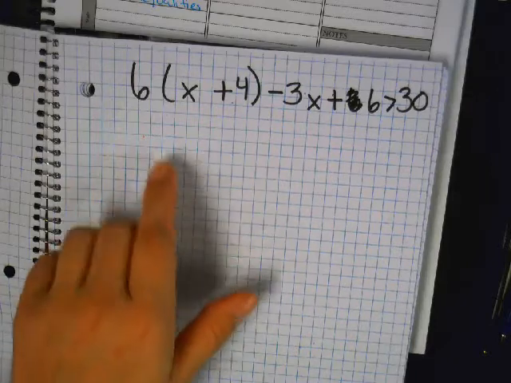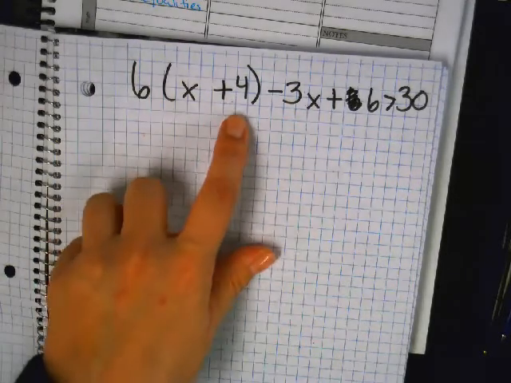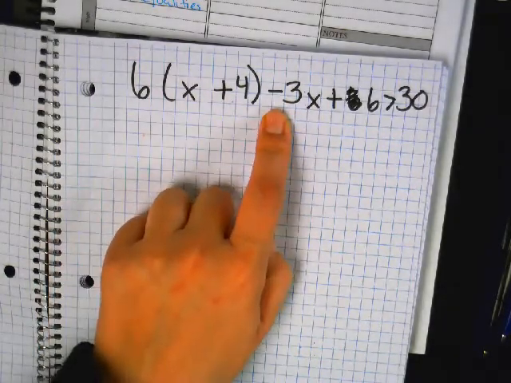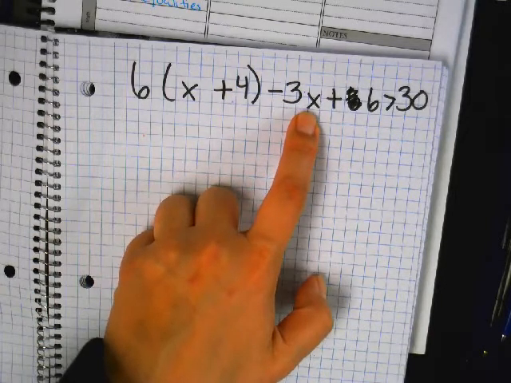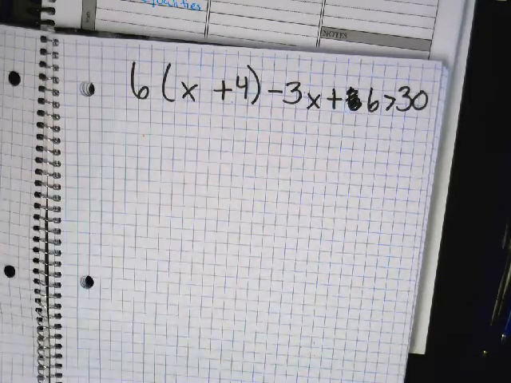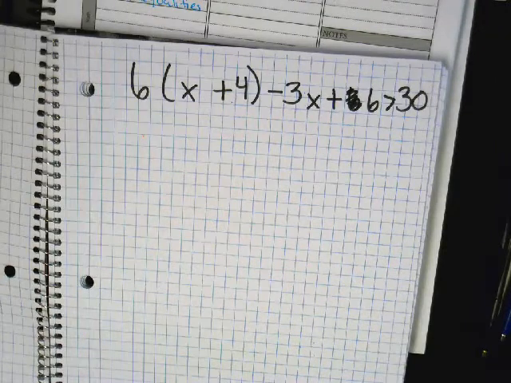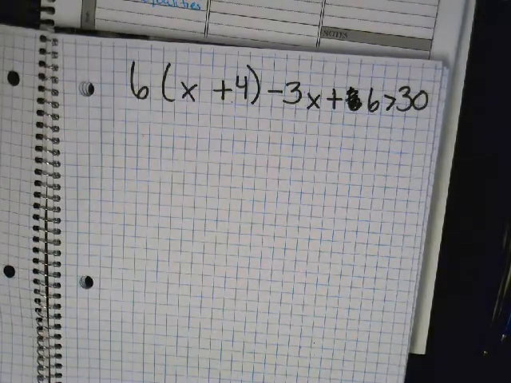Okay. 6 parentheses, x plus 4 parentheses, minus 3x plus 6 is greater than 30. Minus 3x, which is minus 3x.